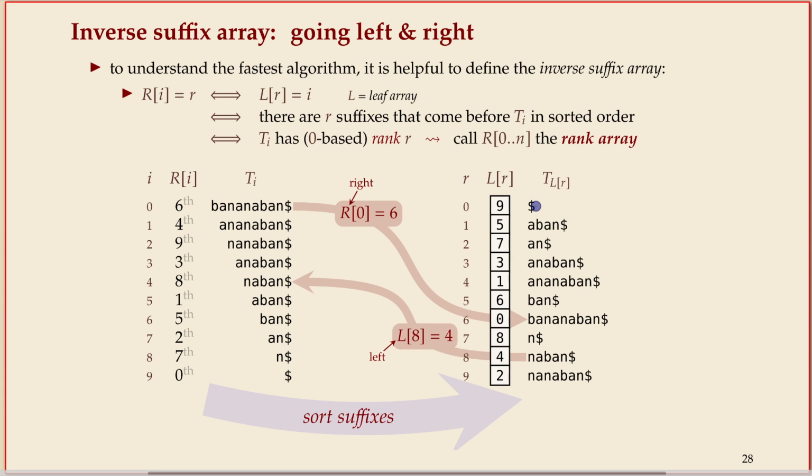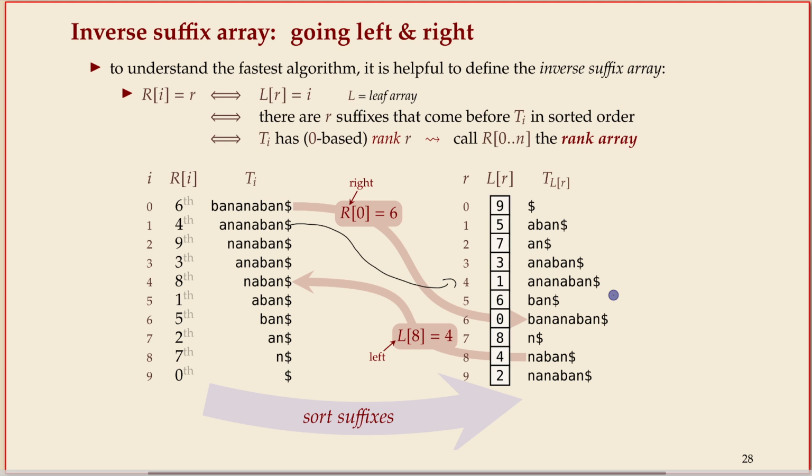And so the second meaning for these L and R could be R takes you to the right and L takes you to the left. If you know where your suffix starts, say I want this one, I know it starts at index 1, then R takes you to the right. It tells you you find it on the right at position 4. So you would go over here, and indeed there you find an anaban again, and vice versa.